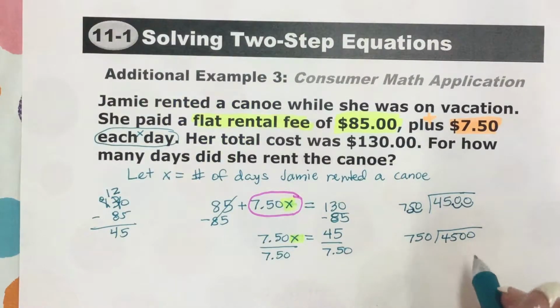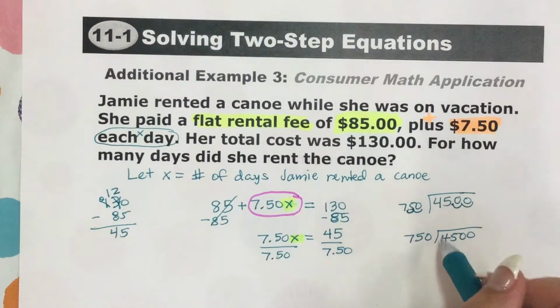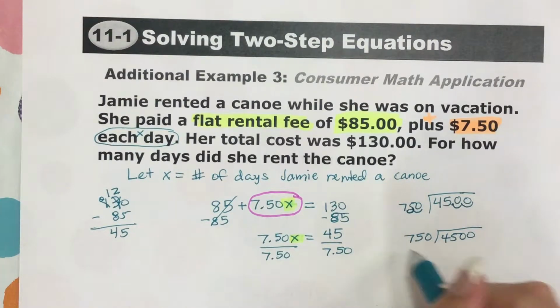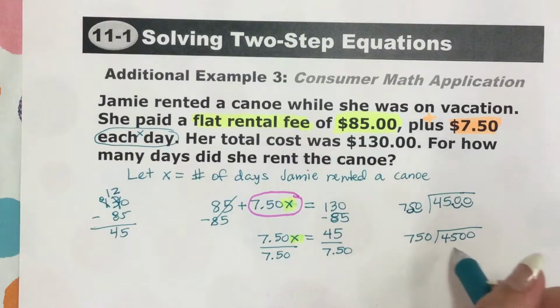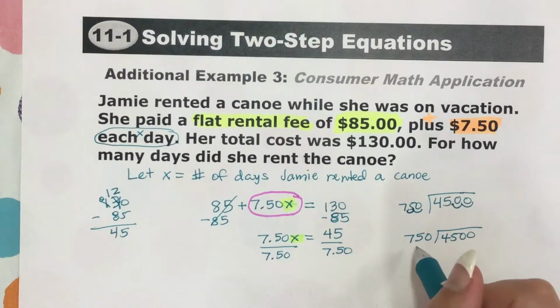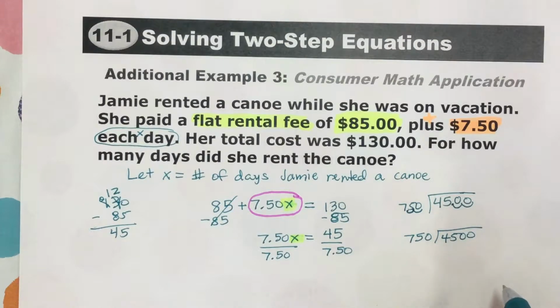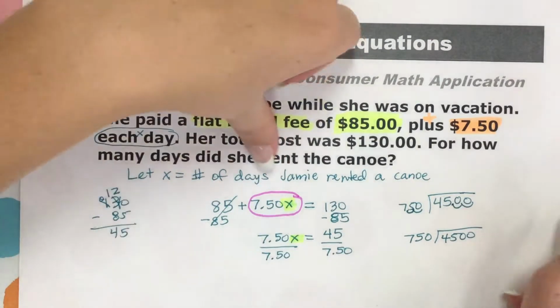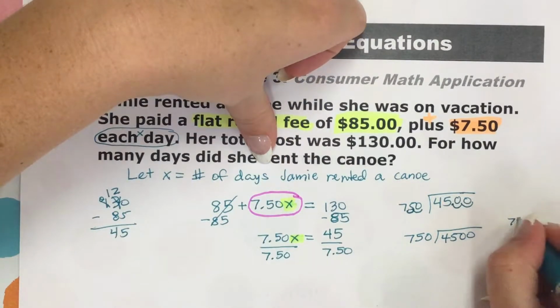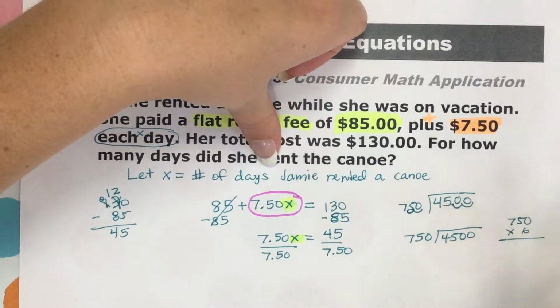How many times 750 goes into 4,500? And so does 750 go into 4? No. Does 750 go into 45? No. Does 750 go into 450? No. So how many times does 750 go into 4,500? Well, I know that 7 goes into 42 6 times. I'm gonna try 6. I'm gonna come over here. I'm gonna go 750 times 6 and just see what that is.